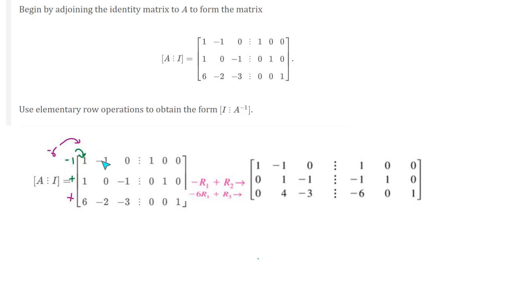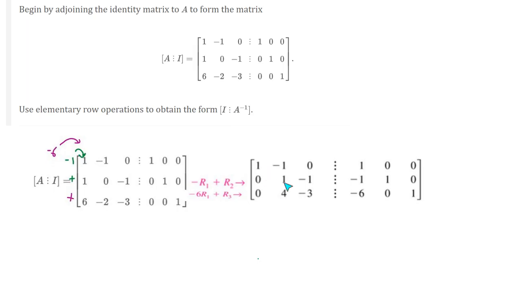And then -6 times -1 is +6, plus a -2 gives me that 4. And -6 times 0 is 0, plus -3, -3. -6 times 1, -6 plus 0, -6. And then last, -6 times 0 is 0, plus 0 is 0. And -6 times 0 is 0, plus 1 is 1. So now we have our 1 and we have zeros below it.